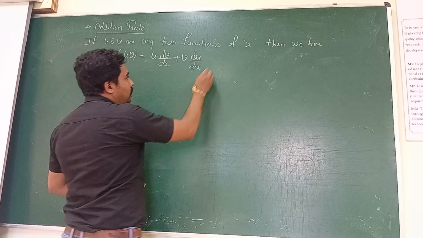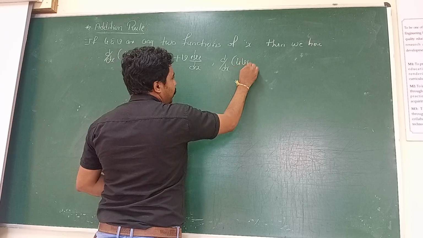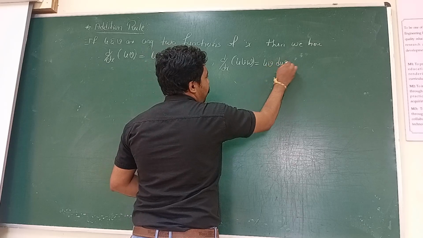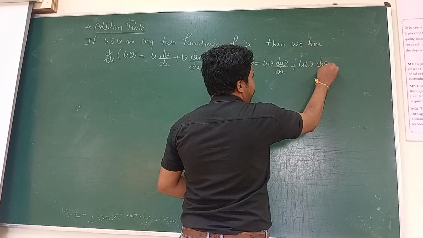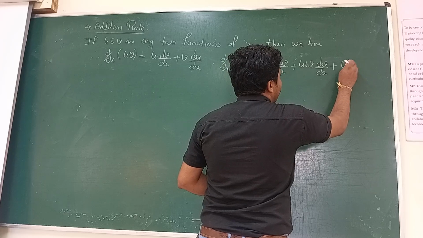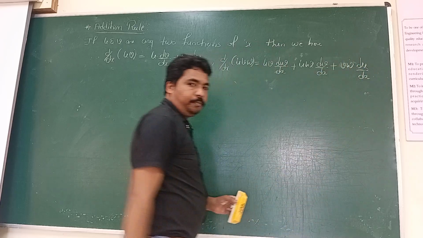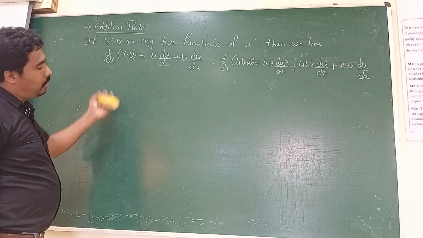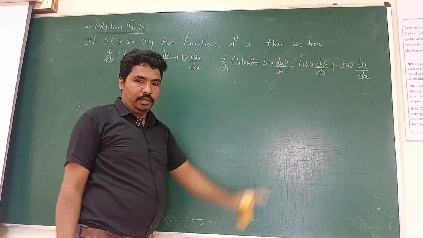So it holds good for three functions also. Means if w is also one more function of x, then for uvw we write u into v dw by dx plus uw into dv by dx plus vw into du by dx. Okay. So this is how we are differentiating the product of functions, with respect to two functions and with respect to three functions.